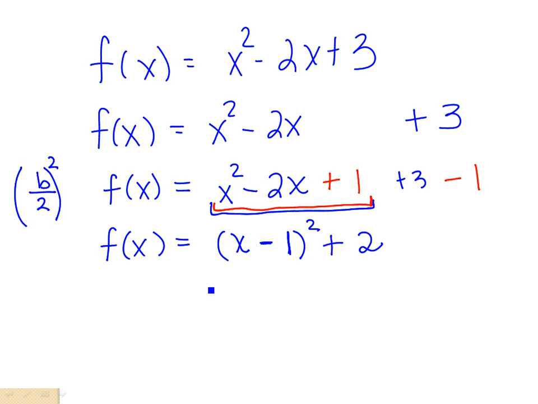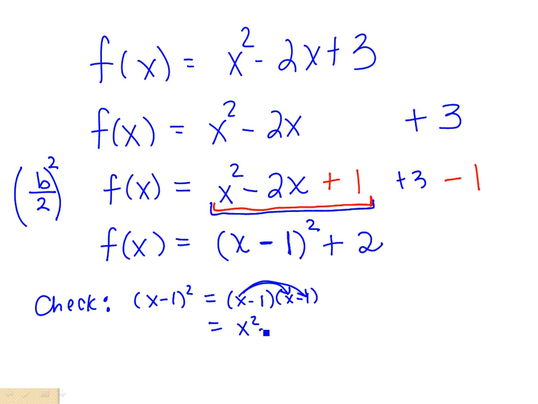And you can always check to see if this is right by FOILing out. So let's check x minus 1 squared. That'll give us x minus 1 times x minus 1, which is x times x is x squared, x times negative 1 is negative x, this negative 1 times x is negative x, and then we have a negative 1 times negative 1, which is positive 1. That gives us x squared, we have like terms in the middle, minus 2x plus 1. Alright, so that gives us x squared minus 2x plus 1, and of course 3 minus 1 is 2.